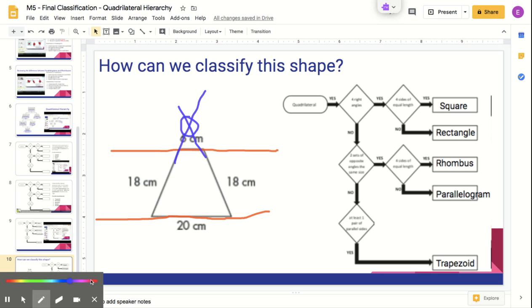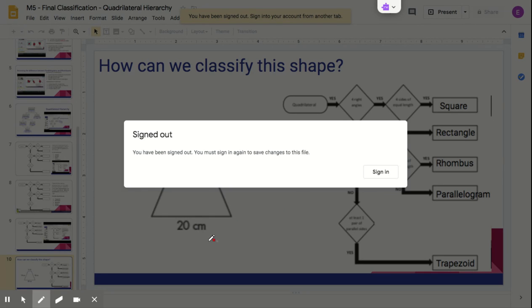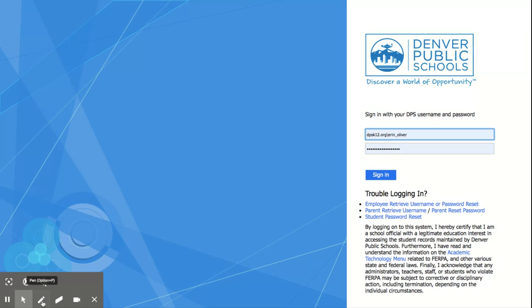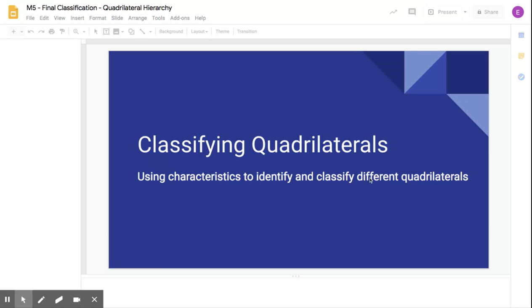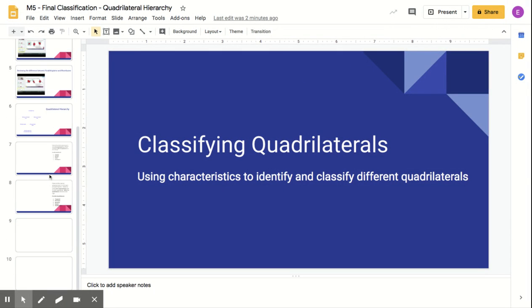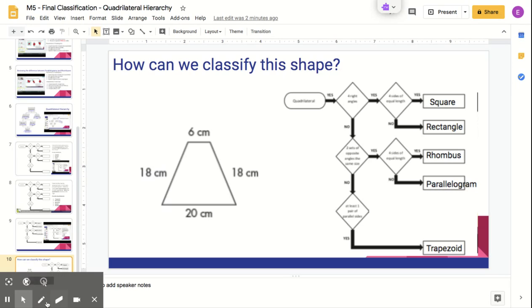So now let's look at these questions and answer yes or no. So our first question, do they have 4 right angles? No. So we know it can't be. I'm so sorry, 5th grade. We know it can't be a square or a rectangle because it does not have 4 right angles.